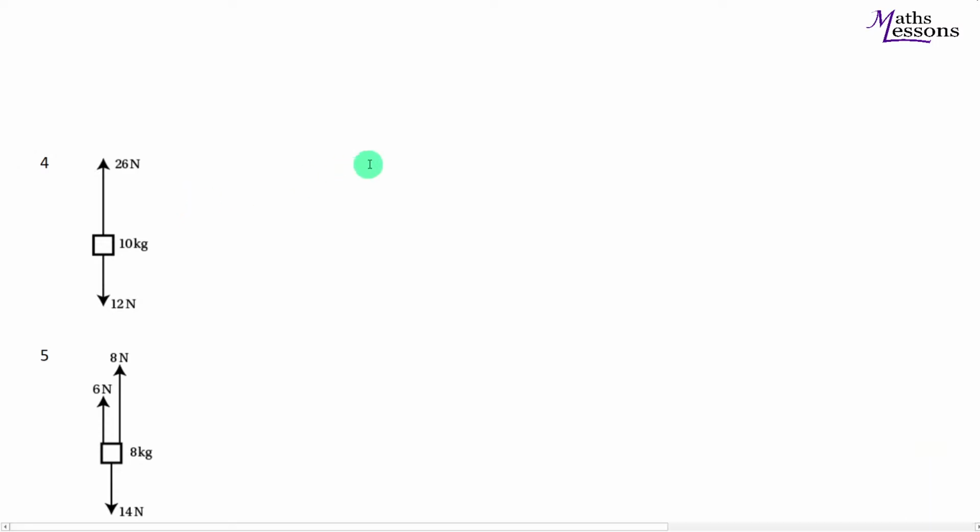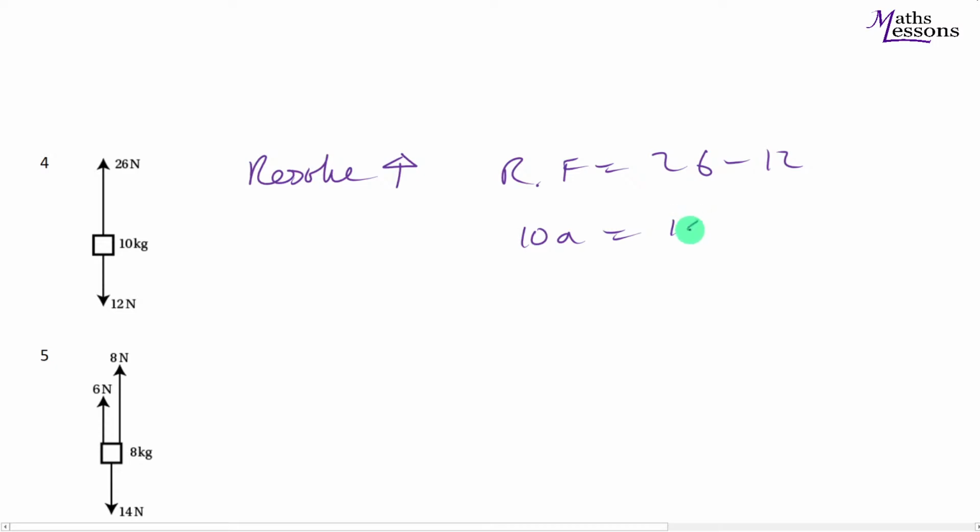Okay, that's 30 seconds. Once questions get more tricky, we'll start increasing the time limit. So again, our resultant force, if we resolve vertically, will equal 26 minus 12. So therefore 10a will equal 14. So a will equal 1.4 meters per second squared parallel to the y-axis.